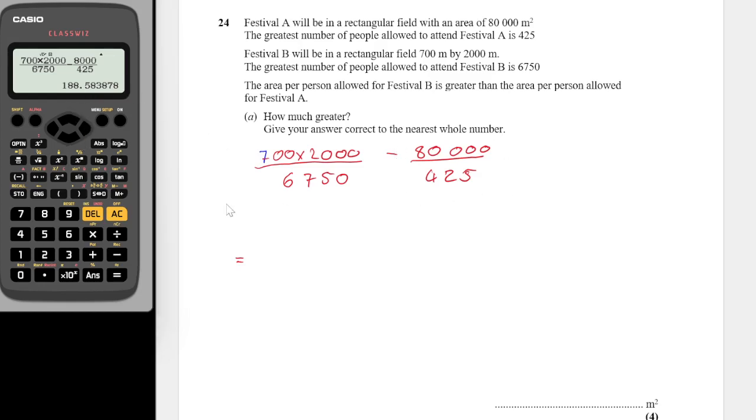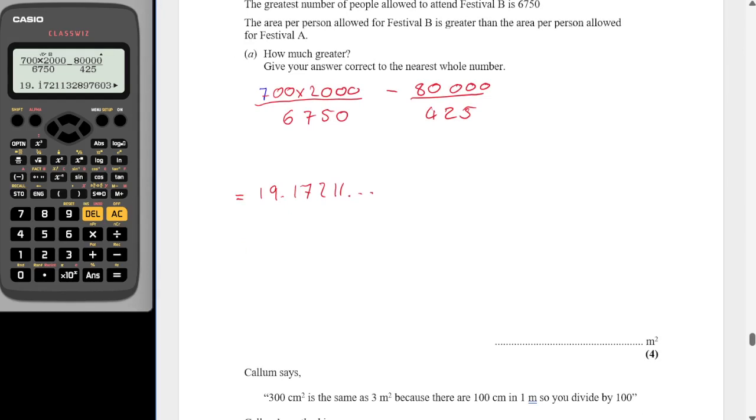However, I think that that's too big. If we actually look, it's 80,000, and I've typed it in as 8,000, so there's a mistake. So double check what you type into your calculator. There we go, that looks much more like it. So 19.17211 dot dot dot to imply that I haven't rounded, and then to the nearest whole number, that's going to be 19.